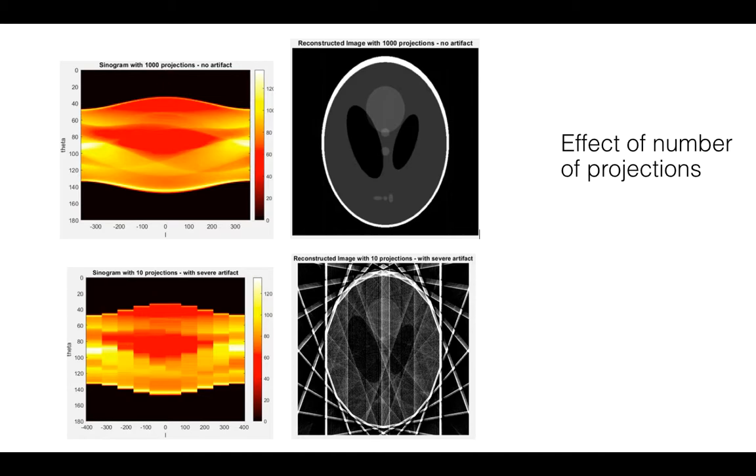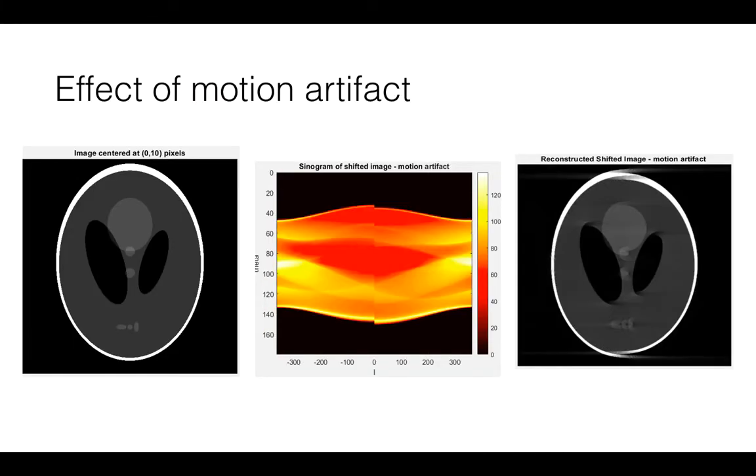Also, the effect of the number of projections on the reconstruction of the image is simulated. For this case, 1110 projections are taken and results are compared both in sinogram and reconstructed images. As observed from here, as the number of projections decreases, artifacts are observed. The reason for the artifact is aliasing, which occurs due to undersampling.